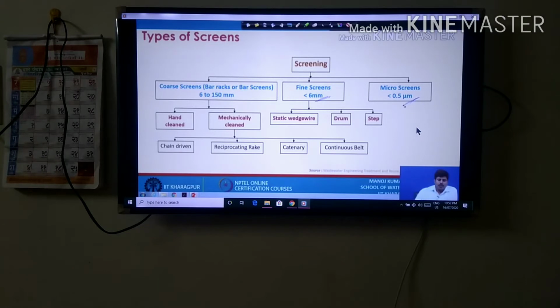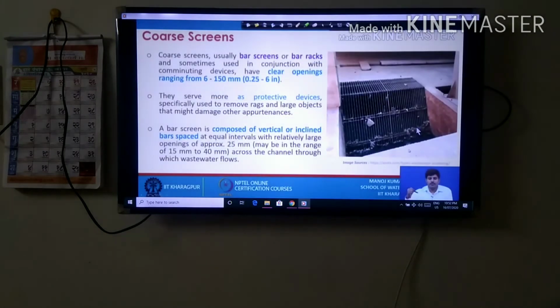Then, particularly coarse screens could be hand cleaned or mechanically cleaned. Mechanically cleaned ones could be chain driven, reciprocating. So there are a variety of options. The fine screen could be of step type, drum type or static wedge wire type. So there are a variety of combinations that can be there for these screens.